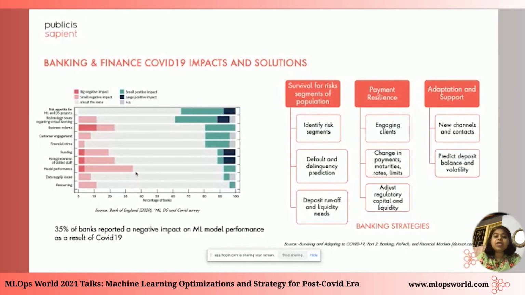So there may be liquidity needs. What are the measures that we are taking from the bank to give them more liquidity? How do we build around payment resilience? How do we engage the clients in terms of change in payments, maturities, rates, or limits? And how do we adjust the regulatory capital and liquidity of those impacted segments? And last but not least, how do we adapt and support? What are the new channels through which we conquer new customers and help them with more volatility?